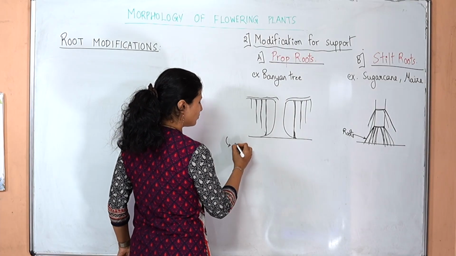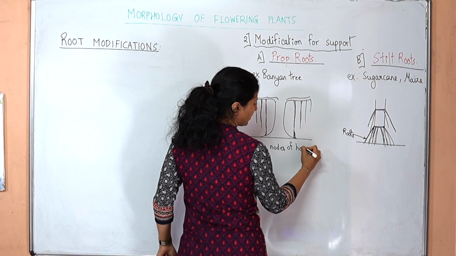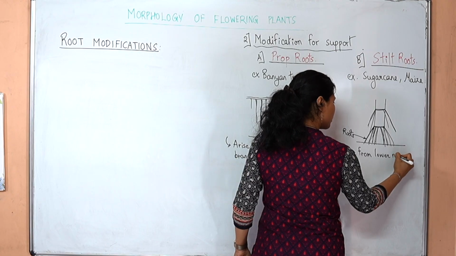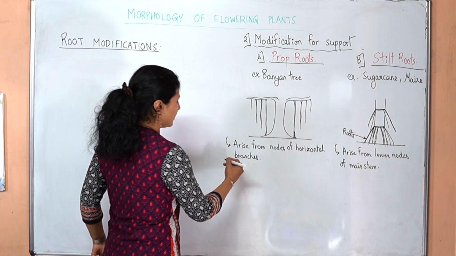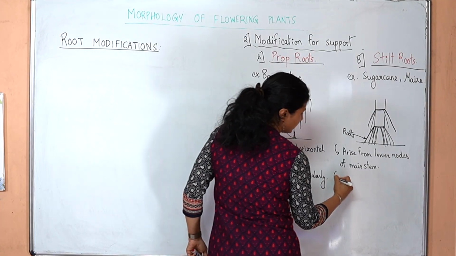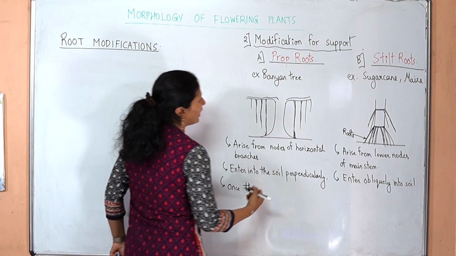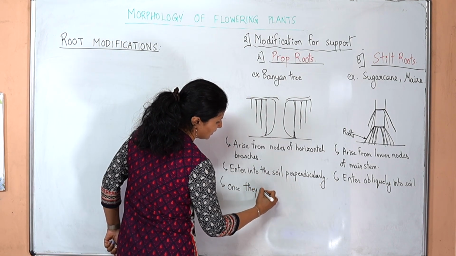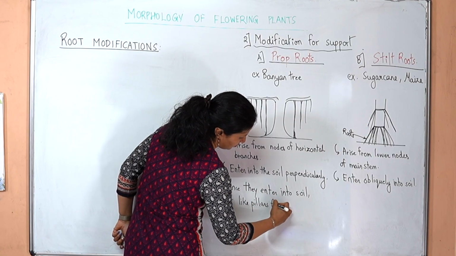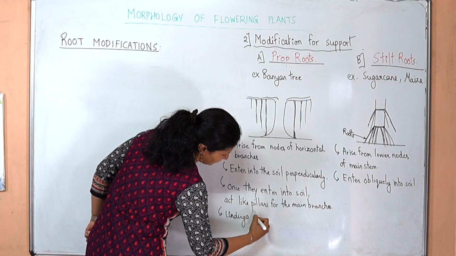Let's write down. Prop roots arise from nodes of horizontal branches, and stilt roots arise from the lower nodes of main stem. Next, prop roots enter into the soil perpendicularly, and stilt roots enter obliquely into soil. I would like to also add for prop roots, once they enter into soil, they act like pillars for the main branches, and they are known to undergo secondary growth.